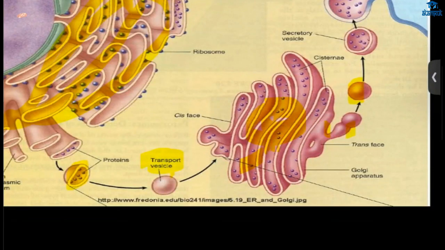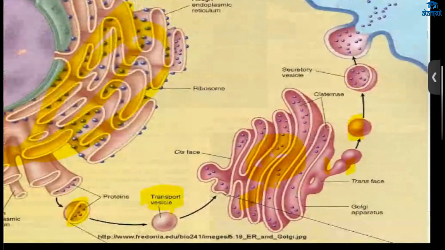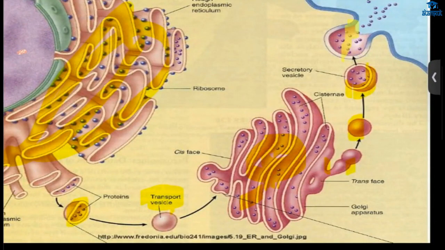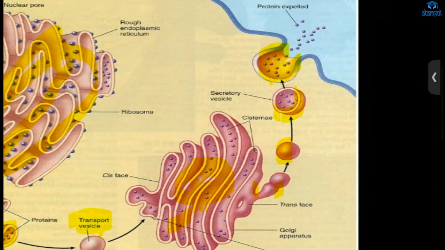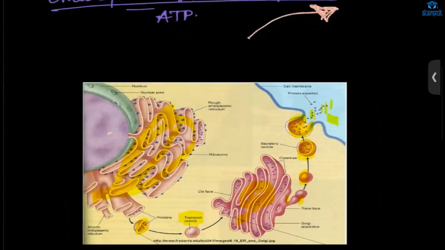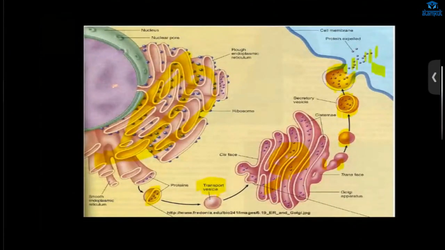It will be carrying the protein and it will go out to the plasma membrane. The vesicle will split, break off, and the protein will go out of the cell. This is a secretory vesicle. This process is called exocytosis. Understood?